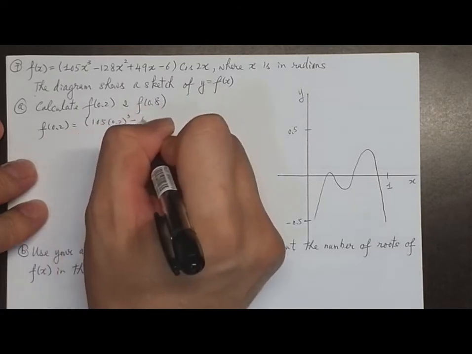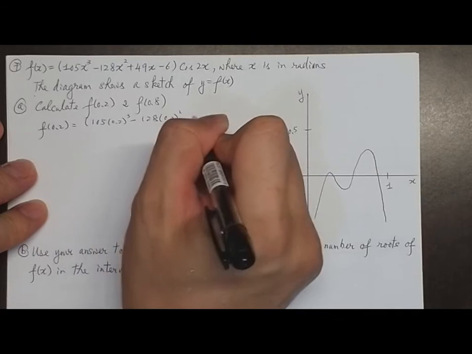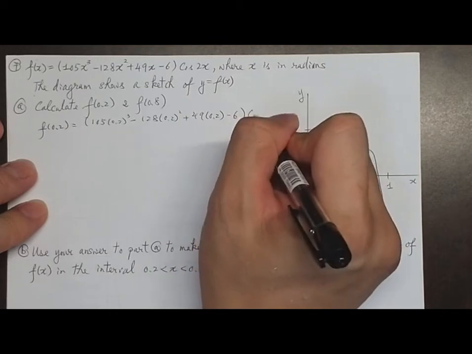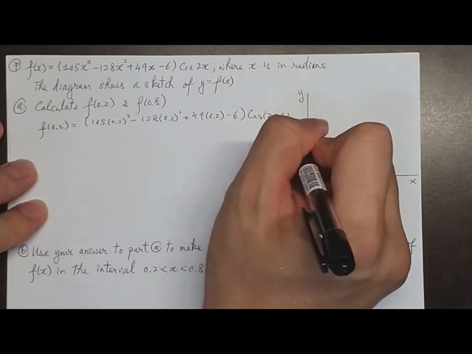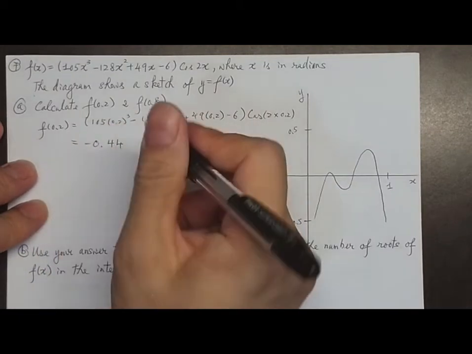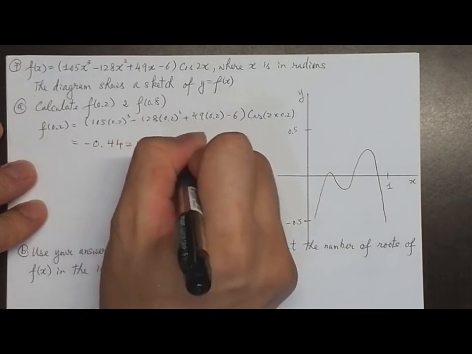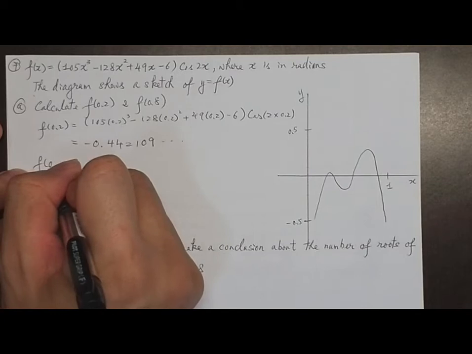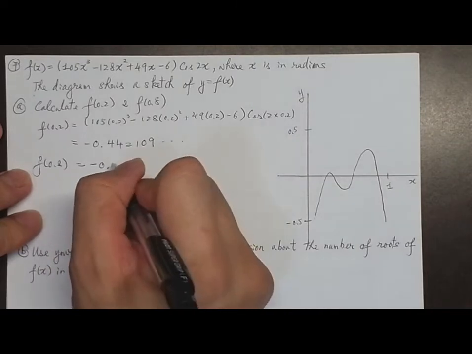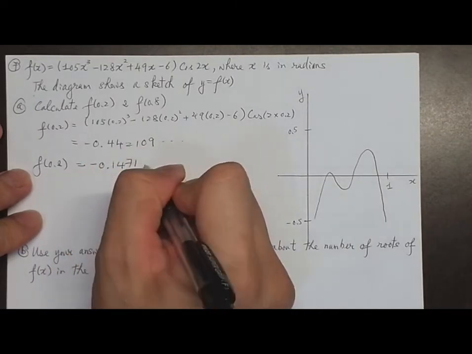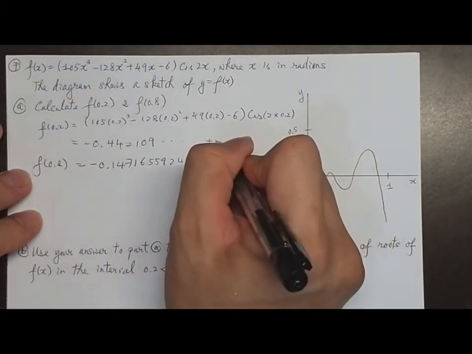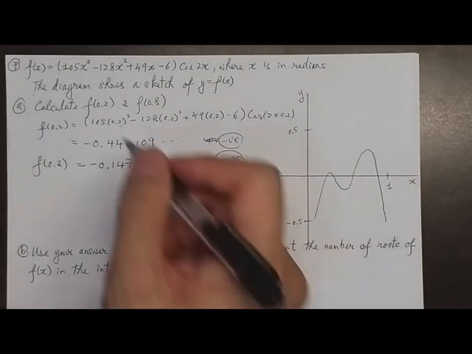105 × 0.2³ − 128 × 0.2² + 49 × 0.2 − 6, multiplied by cos(2 × 0.2). And we have the value of −0.442109 and something. And f(0.8), we substitute into here, we get the value of −0.147165594 and something. So both these values are negative.